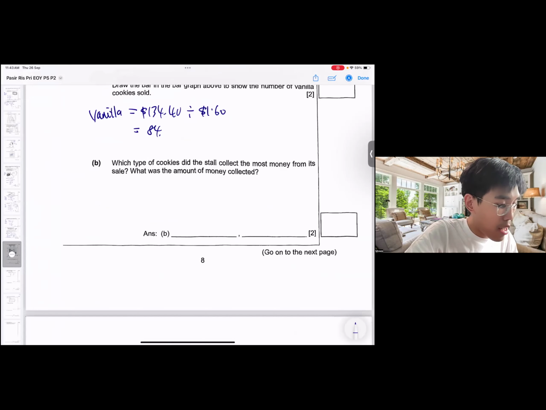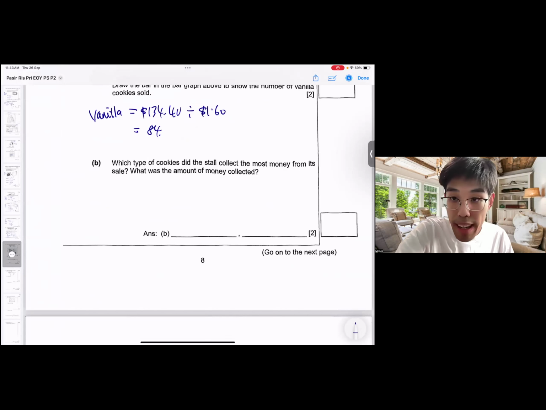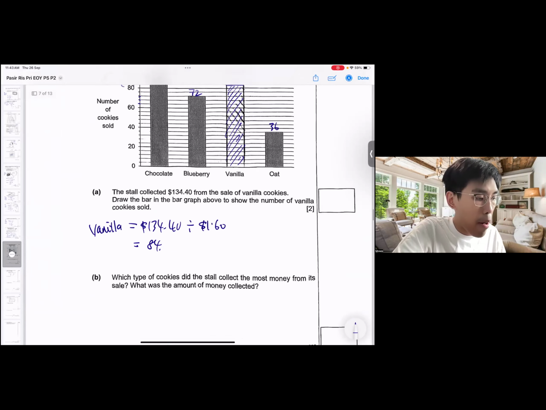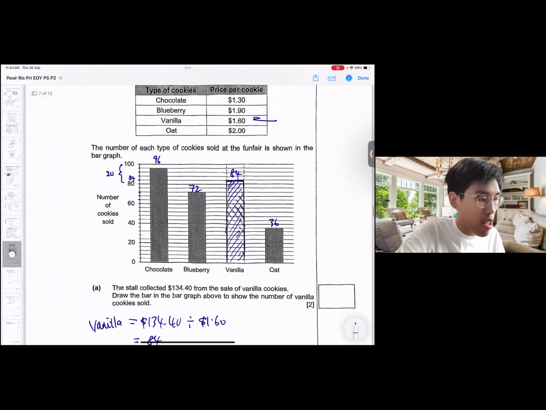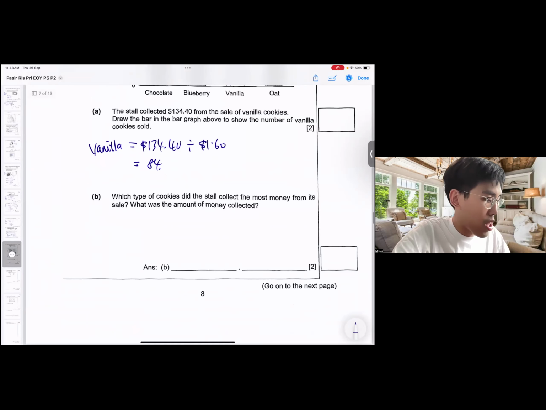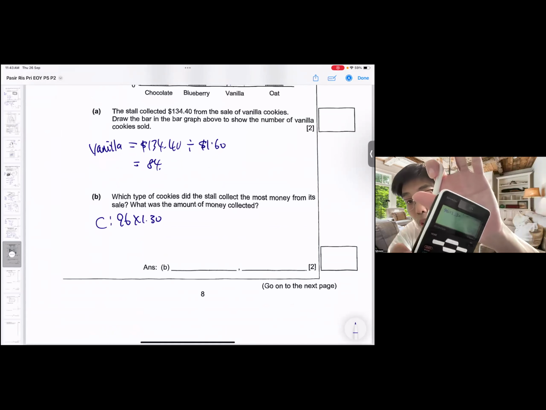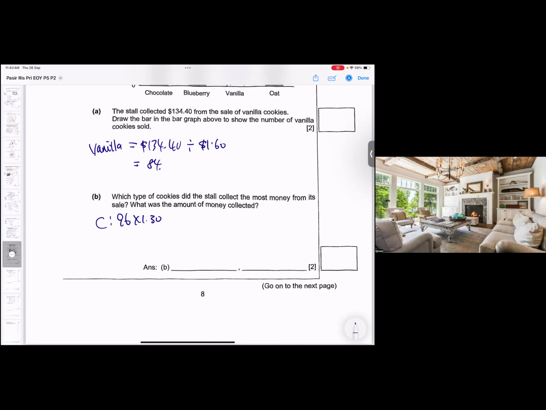Collect the most money. And then there are 2 brackets. So apparently there are 2 numbers that will give me the same amount. But I need to go and check for everything. Okay, so let's go for chocolate first. Chocolate means 96 times 130. Okay, 96 times 130, you get 124.8.